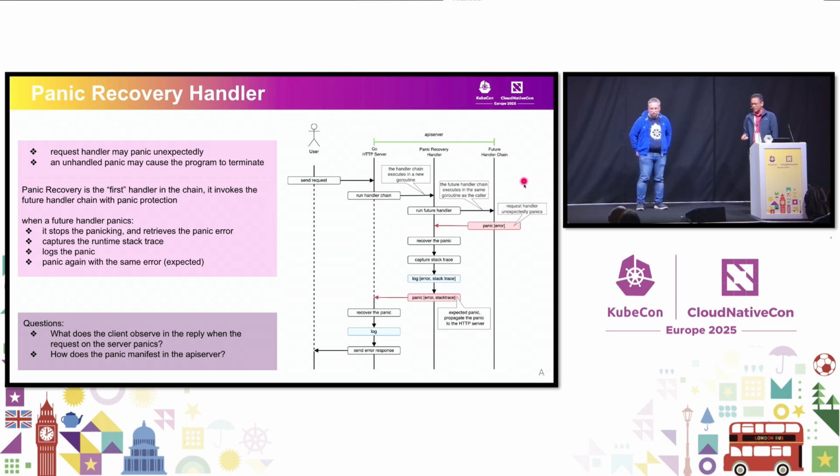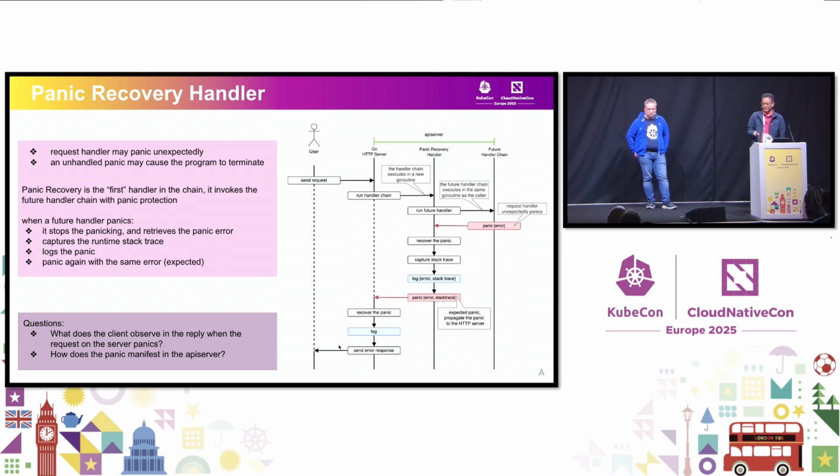This is the rightmost timeline, and we can see here the first panic. This is the request handling code unexpectedly panicking. As the panicking Go routine unwinds, the panic recovery handler stops the panic and recovers the error. It also captures the stack trace, so we pinpoint the exact location where the panic originated from. Then it logs the error and the stack trace, and it also panics here. This is by design so that it can let the HTTP server decide what to do with the panic. So the HTTP server recovers from the panic. It also logs, and then it sends an error reply to the user.